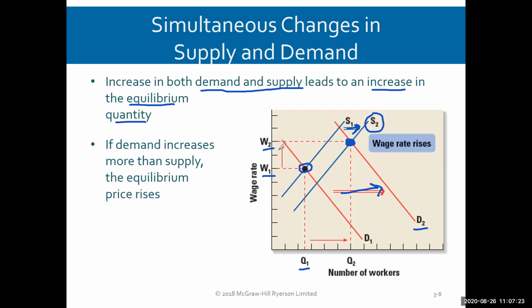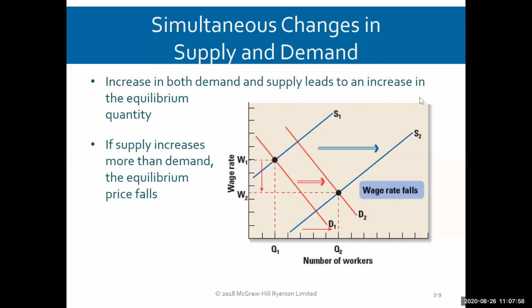We find that our wage increased as well as our quantity. So in this case, when demand increases more than supply, we actually get, of course, an increase in quantity. But in this case, wages went up. In the previous slide, wages stayed the same. Now let's go on and increase supply more than demand. Okay, so we're going to increase supply more than demand.